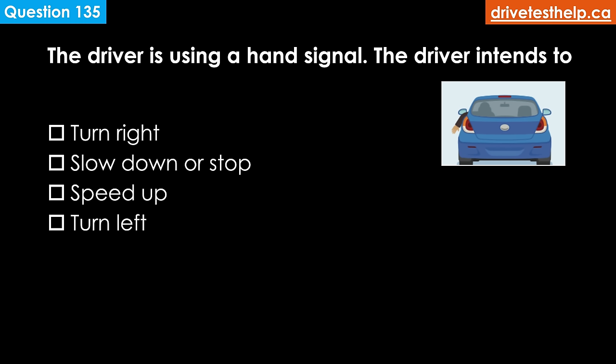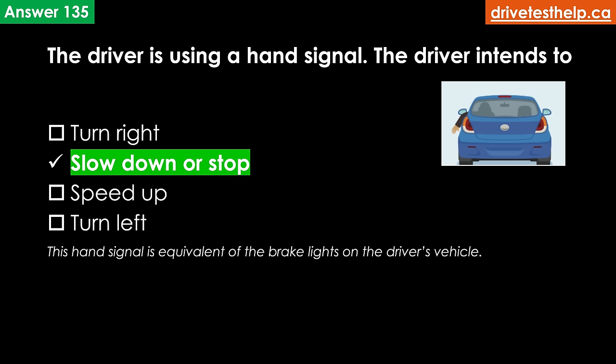This driver is using a hand signal. The driver intends to turn right, slow down or stop, speed up, turn left. The correct answer, slow down or stop. This hand signal indicates that the driver intends to slow down or stop. This hand signal is the equivalent of the brake lights on the driver's vehicle.